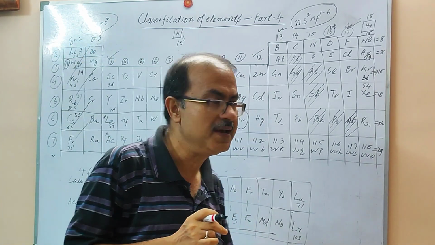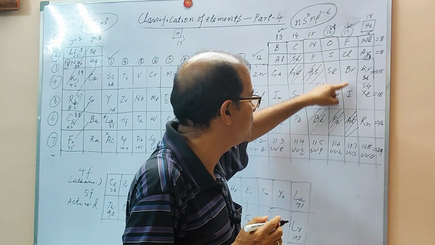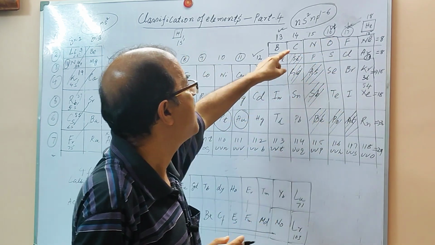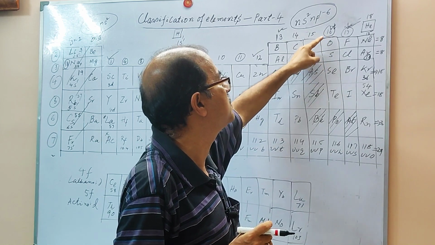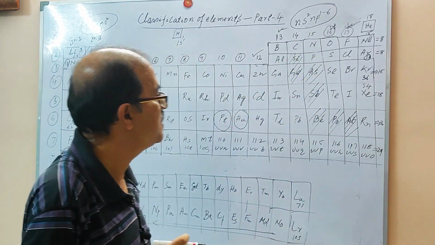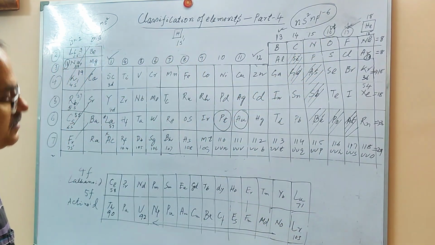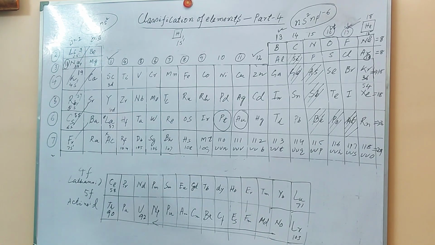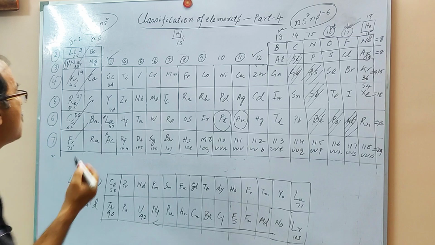So these are the P block elements, and in the P block there is a very special group, group number 17, the halogens. This is the halogen group. You can see fluorine, chlorine, bromine, iodine, and in the chalcogen group there are oxygen, sulfur, selenium, and tellurium. This is the chalcogen family and the halogen family. Apart from this, there is another block, the D block elements.